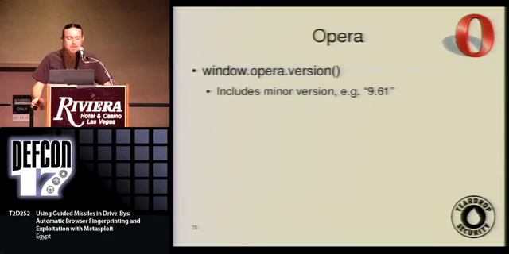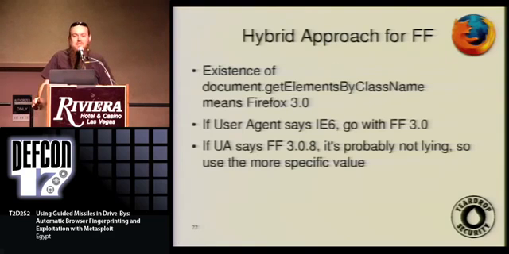Opera gives us a nice little win here. It's got a function called opera.version. Hey, that's all I need. Firefox doesn't have anything awesome like that. It just gives us the simple ways of using object detection to determine that it is Firefox. And we can get a high-level version this way. So you can tell for sure that this is Firefox 3.0 by the existence of document.getElementsByClassName. Nobody else uses that, and it only shows up in 3.0 and newer.